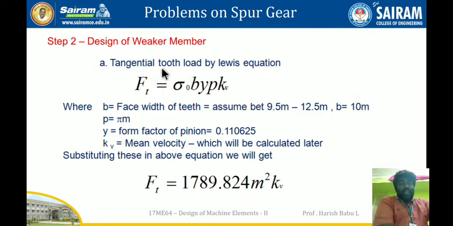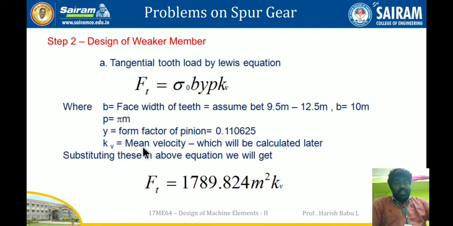Coming to the second one, the tangential tooth load by the Lewis equation. The Lewis equation is given by Ft is equal to sigma naught B Y P Kv. B, Y and Kv will be common, while sigma naught and Y vary based on the pinion or the gear. In this case it will be the pinion, so it becomes sigma naught 1 B Y1 P Kv. B is your face width, which you can assume between 9.5 M to 12.5 M, where M is the module. I am going to assume 10 into module. P is the circular pitch, which I assume as pi into module. Y is the Lewis form factor, which you have already calculated in the previous step. Since it is for a pinion, it will be Y1, equal to 0.110625 from the previous step.